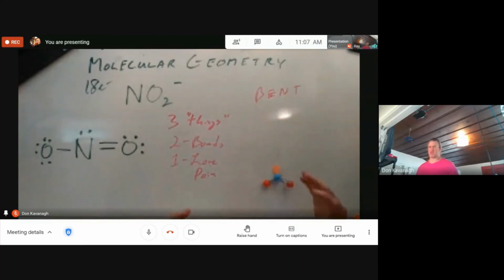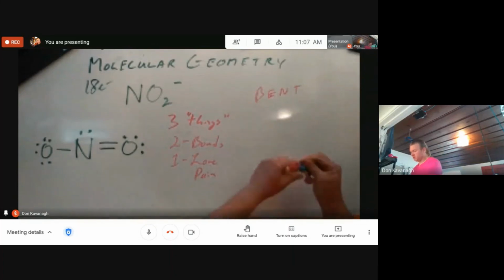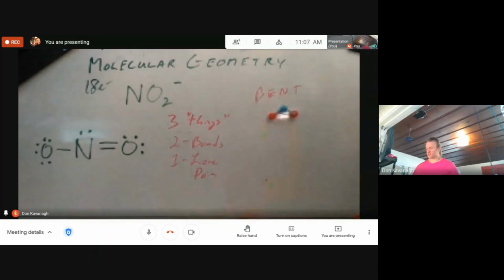It's really confusing, I think, that we talk about these adjectives, these descriptions of the shape, bent, linear, tetrahedral, to describe the molecular geometry. Molecular geometry doesn't describe the lone pairs on the central atom, and the electron domain geometry does include the lone pairs that are on the central atom. I hope this helps.